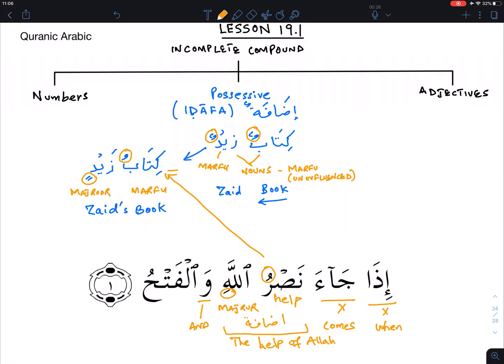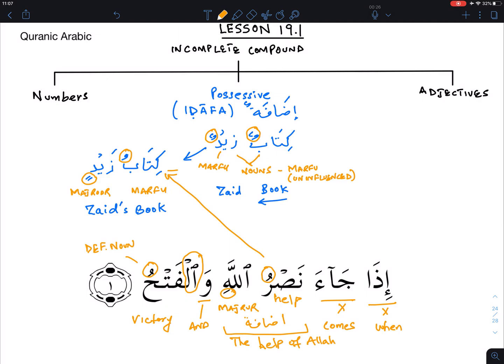The next one here is wal fathu. Now you can definitely make some observations about that from your previous lessons. It's got alif lam, right? And it doesn't have tanween. So this is a definite noun. And here it means victory. So this is a noun and it means victory. So when the help of Allah comes and the victory, or when the help of Allah and the victory comes, that's how you can look at the construction here.